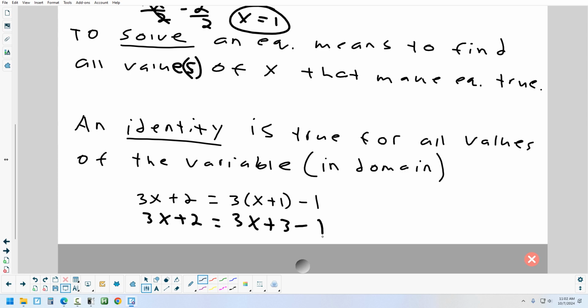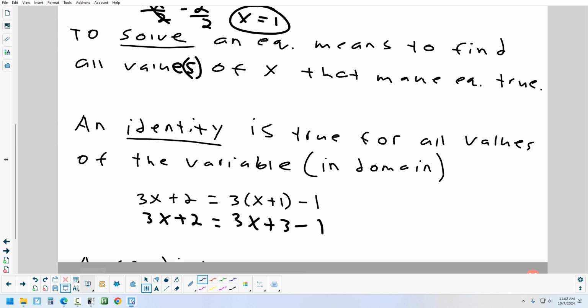Anything else on that side? Minus 1. Yep, and the minus 1. So you have 3x plus 2 equals. And if you simplify by combining like terms on the right, what do you have on the right? 3x plus 2.